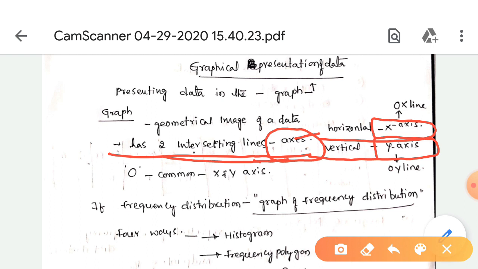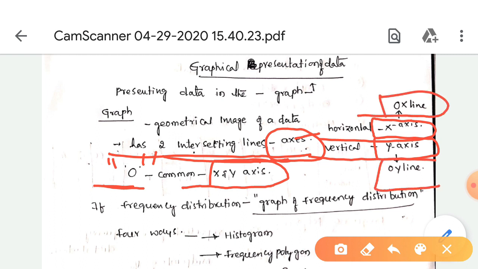The point of intersection is called O. The O point is common to both the x and y axes. Hence the x-axis is called the OX line and the y-axis is called the OY line.